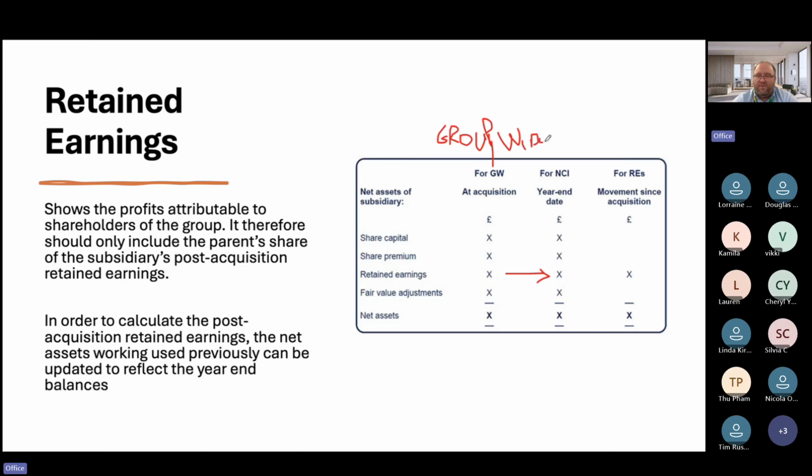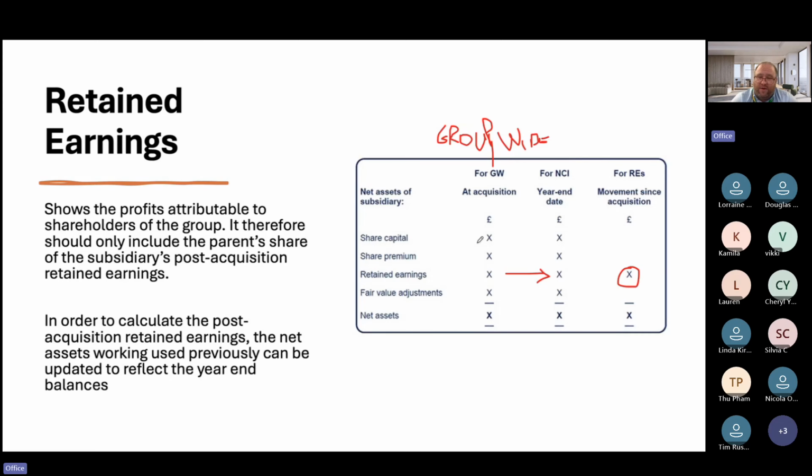So that's just group-wide acquisition. Non-controlling interest at year-end date, so you're going to work out what that is. And then the difference is any movements from the acquisition date. So any movements from acquisition to the end of the year, generally with AAT exams, it is in retained earnings. So you'll see a difference there.